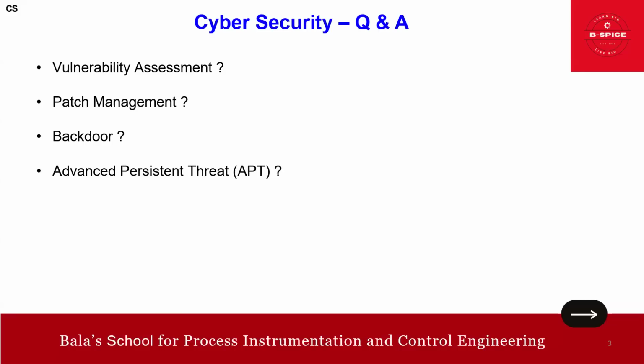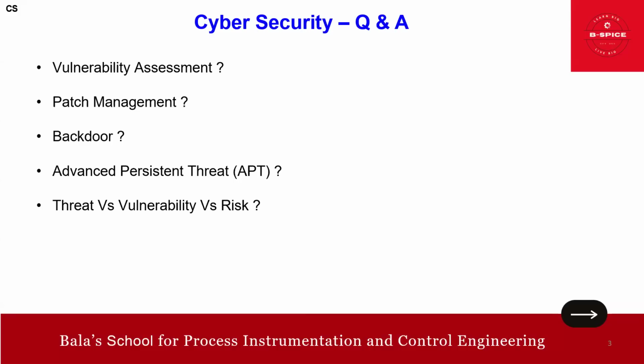Then, what is an advanced persistent threat, APT? APT is a prolonged aimed attack on a specific target with the intention to compromise their system and gain information from or about the target. So it's basically a prolonged aimed attack on a specific target, right?